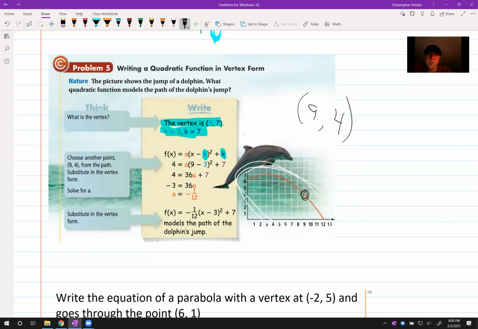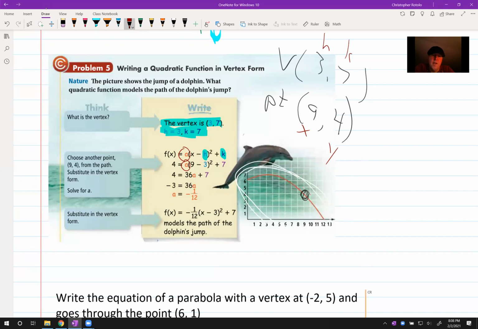So we're looking across the graph trying to find a nice point here. So here it was. This is a regular point. The vertex, the highest point that we had, was (3, 7). So we have all these things and we can label them. This is h, k, x, y. And the only thing left then is the a value, so we're going to solve for that.